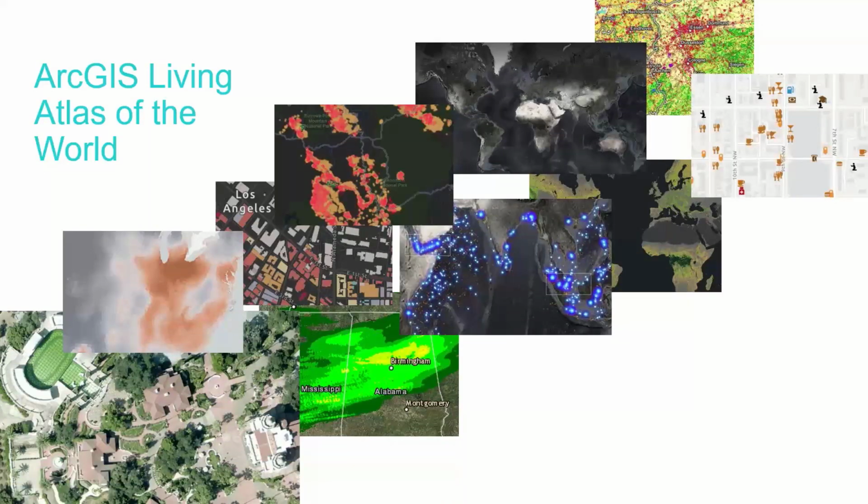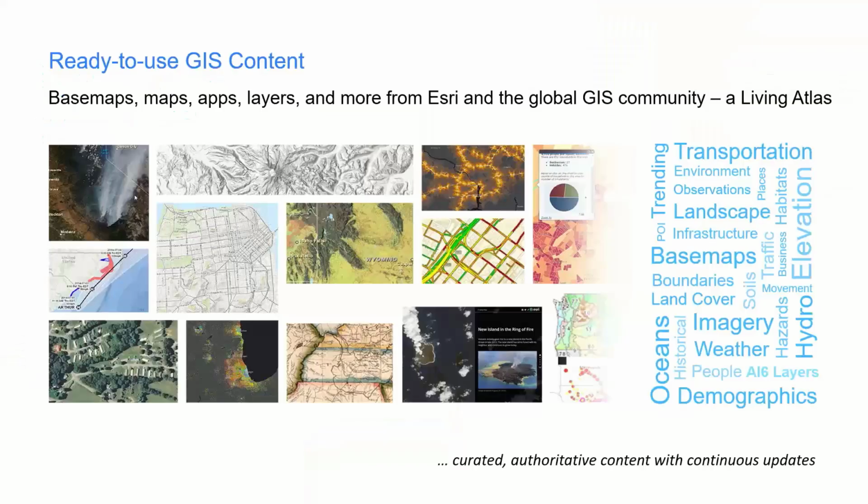Thanks, Emily. So first, we're going to start by talking about this collection of data called the ArcGIS Living Atlas of the World. This is the foremost collection of worldwide geographic content from Esri and the global GIS community. This community includes all types of organizations, from federal, state, and county governments, cities, environmental groups, universities, and private companies. Kickstart your GIS workflows by accessing spatial content from authoritative sources.